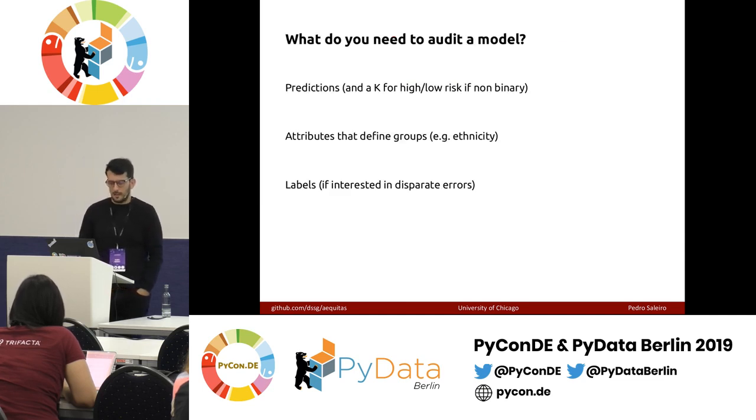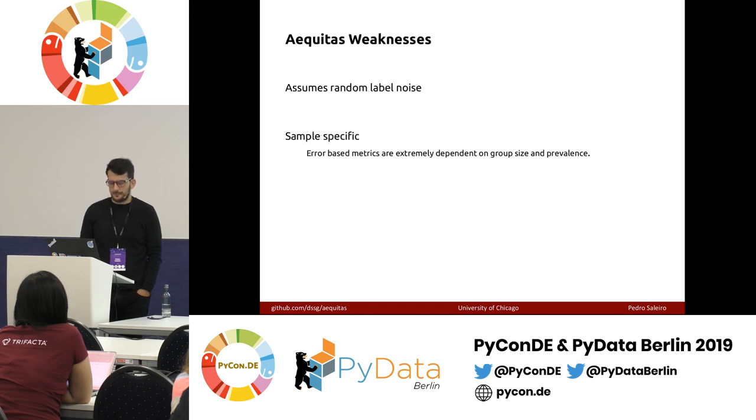What do you need to audit the model? You need a prediction, and you need to define a K or a threshold to create this binarization. You need the attributes that you want to audit for, and once again, these attributes might or might not have been used on the modeling side, and you need the labels if you are interested in the disparate errors.